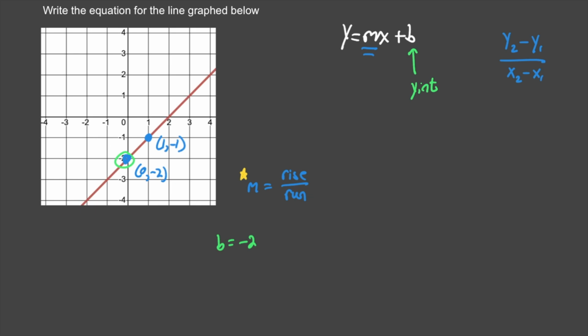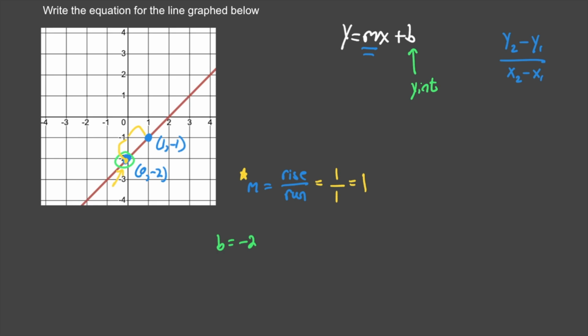I recommend starting on the left point, so start farther to the left, deal with the rise. We're going up by 1 unit, so our rise is 1, and then we are going to the right 1, so my run is also 1. Just move from one point to the other. If I reduce that, 1 divided by 1 is 1.